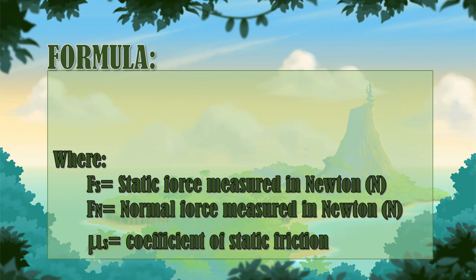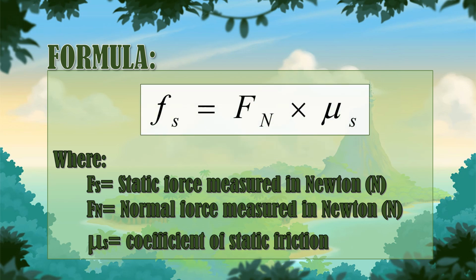Formula under static friction. We have static force or static friction is equal to the normal force multiplied by the coefficient of static friction, where static force is measured in Newton. Normal force is also measured in Newton, while coefficient of static friction remains to be unitless.